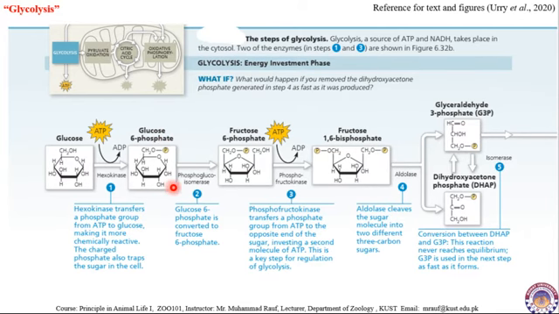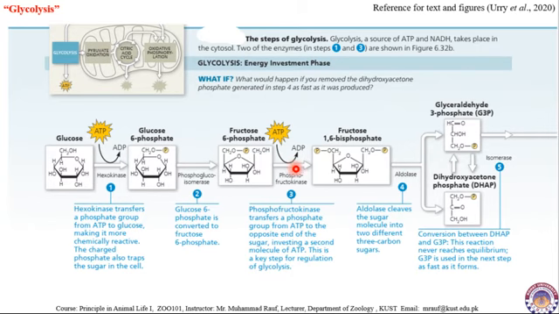In the next step, the enzyme phosphoglucoisomerase converts glucose 6-phosphate into its isomer fructose 6-phosphate. So this is basically a process where the glucose is converted to another isomer, and the molecules are rearranged. The groups around the ring are rearranged in this process.